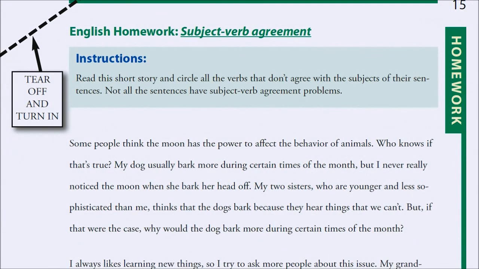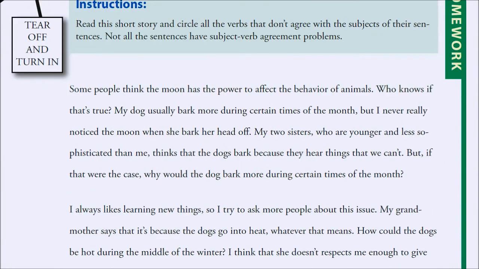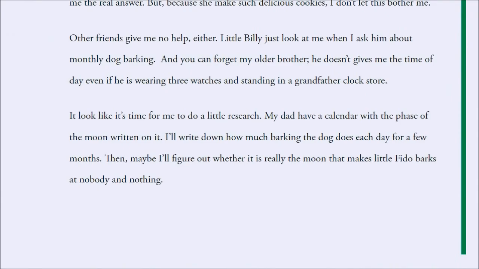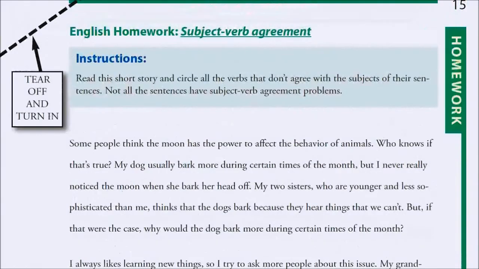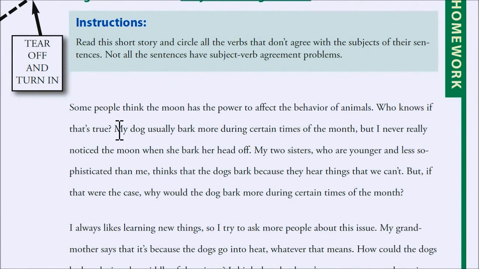And this is subject-verb agreement homework. This paragraph is full of subject-verb agreement problems. Okay? For example, here's a little hint. "My dog usually bark." How do you fix that? You would have to say "my dog usually barks." All right? So you would circle barks.